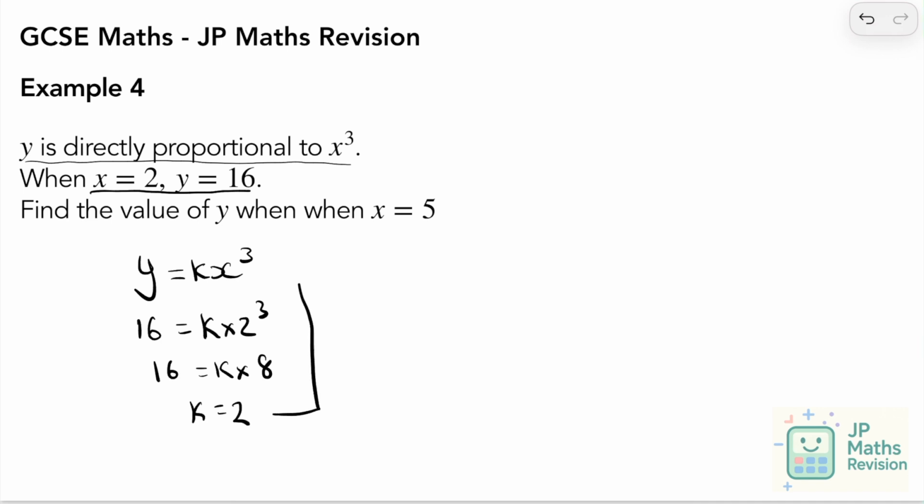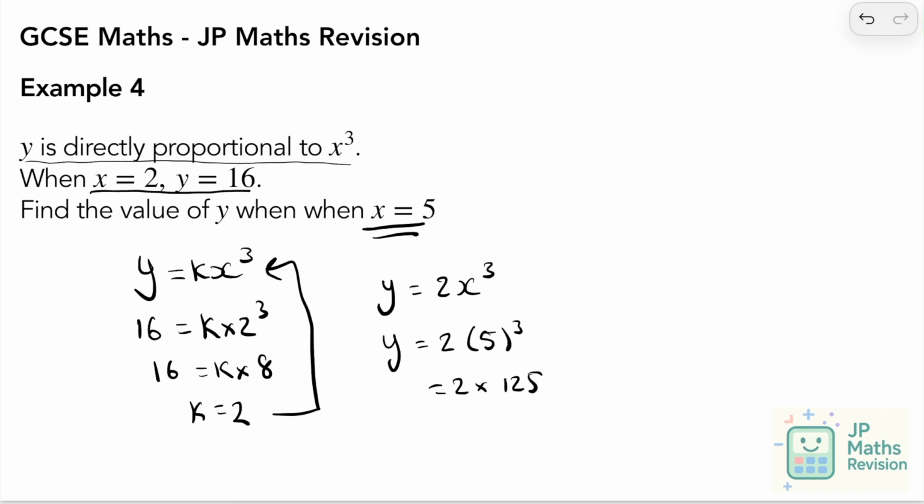2. So subbing this back in, we have y equals 2x cubed. That's the relationship between x and y. So we want to find the value of y when x is 5. So I'm going to say y equals 2 times 5 cubed. So that's 2 times 125, which is 250. So the answer to this question is going to be 250.